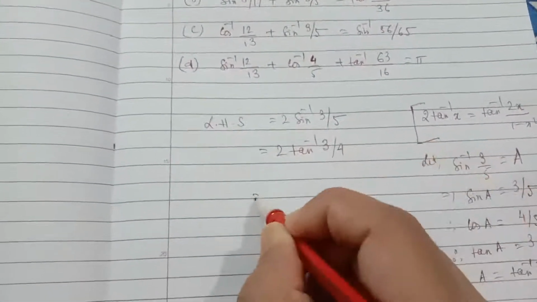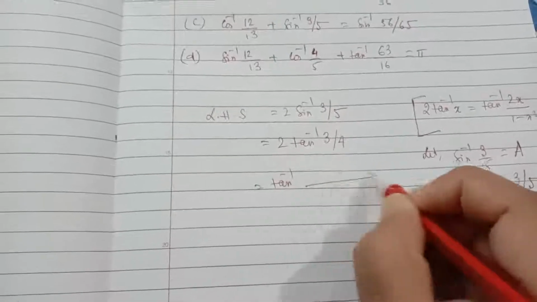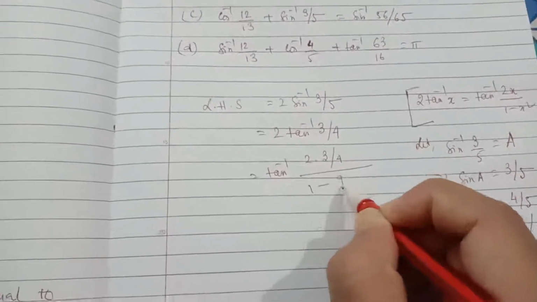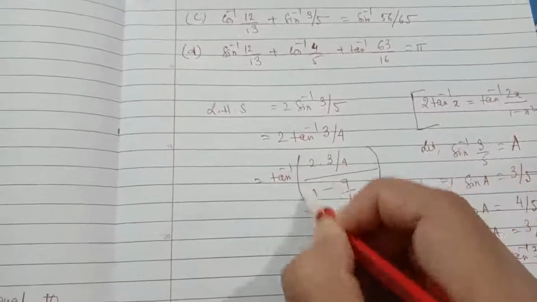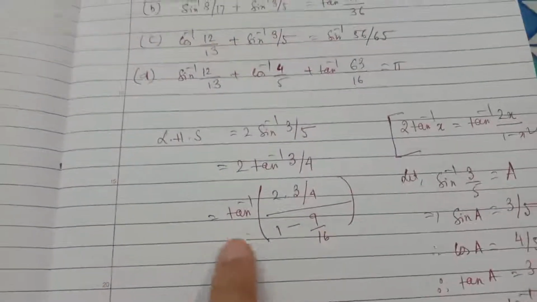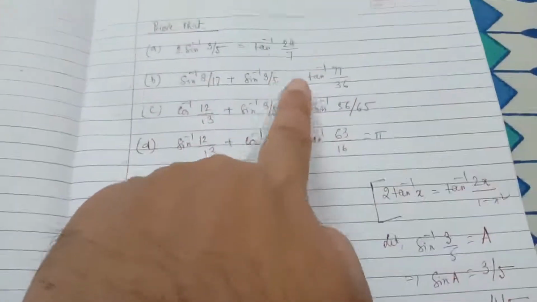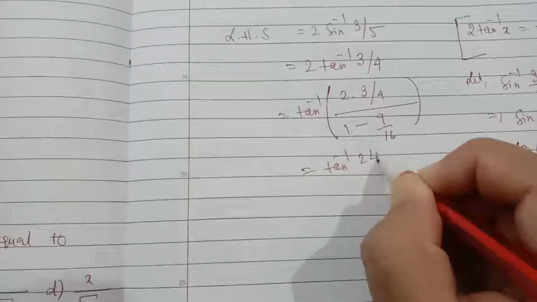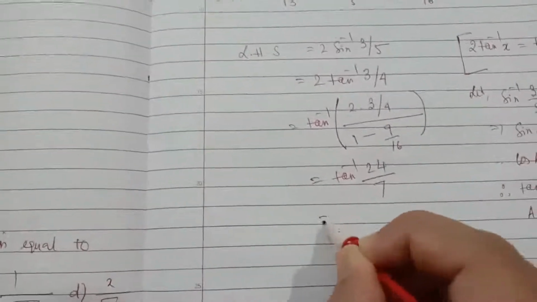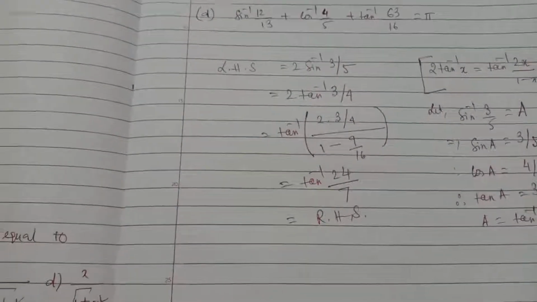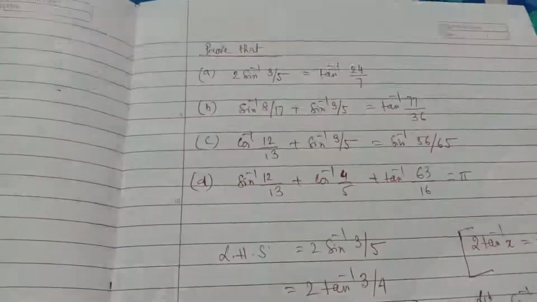Now 2 tan inverse of x is tan inverse of 2x by 1 minus x square. 2 tan inverse of x equal to tan inverse of 2x by 1 minus x square. If we simplify, we will get tan inverse of 24 by 7. Simple. But important question. Next, let us move to next question.